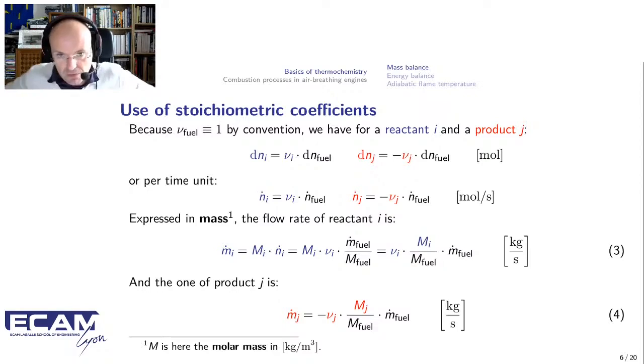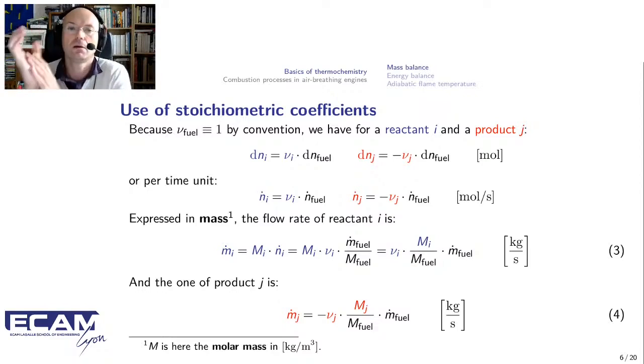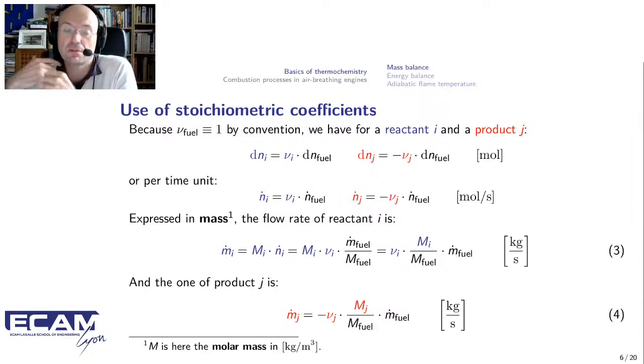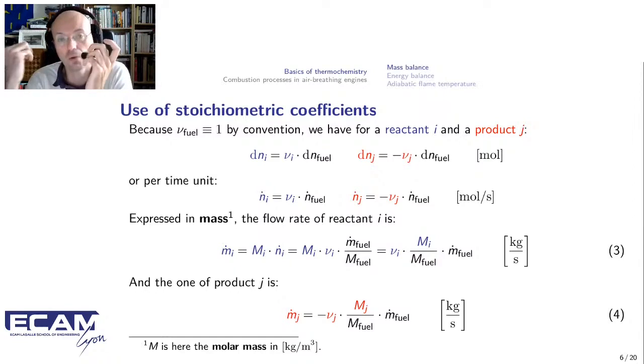As I explained, in such a combustion process, all the quantities of reactants or products are linked to each other by amount units. But the thing is, in engineering, we always have to deal with mass-related amounts of matter.